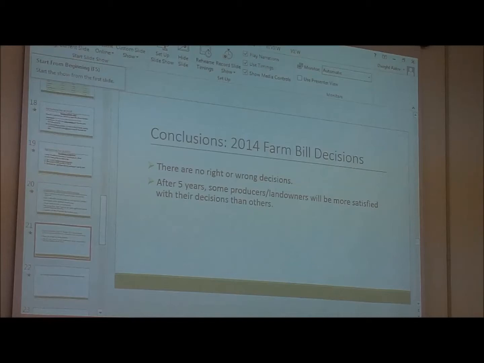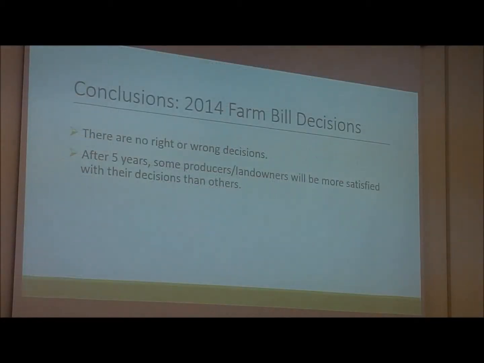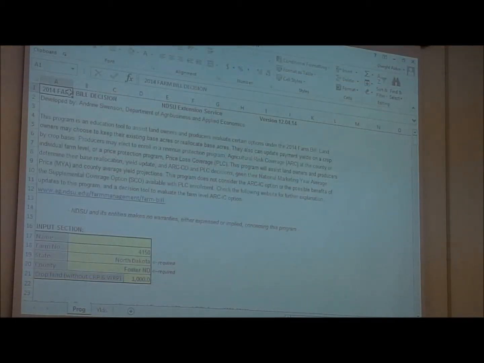If it's a cash rented situation, then the operator makes that decision for the ARC, PLC. If it's a share rental arrangement, both the owner and the operator have to agree. I'm going to bring up a couple of spreadsheets, and that might clarify some of these points a little bit better. This is the decision aid that Andy Swenson has put together, and some of you have used it already.